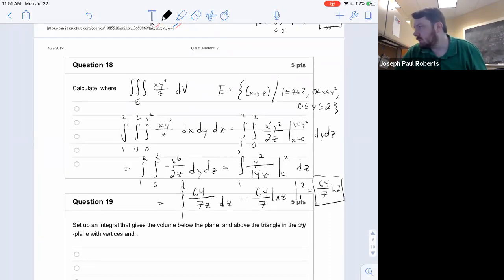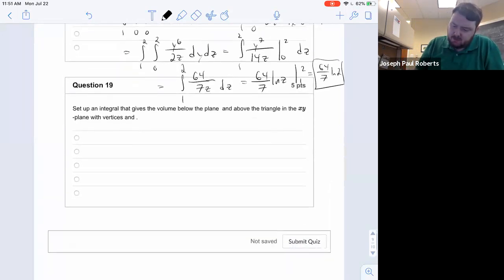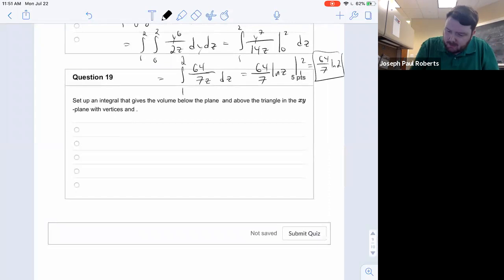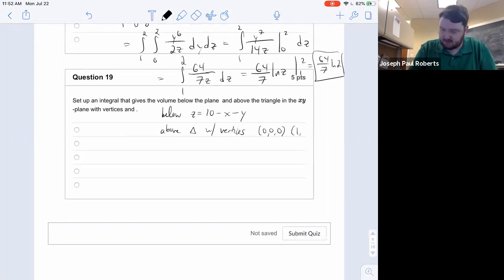All right. And then finally, set up an integral that gives the volume below the plane z equals 10 minus x minus y, and above the triangle with vertices. So I did specify in the xy plane, but you can pretty clearly see that that's the case here.